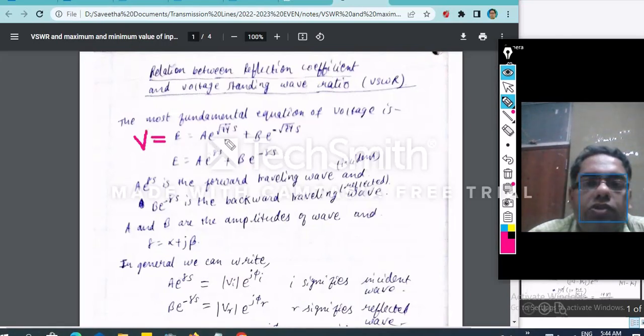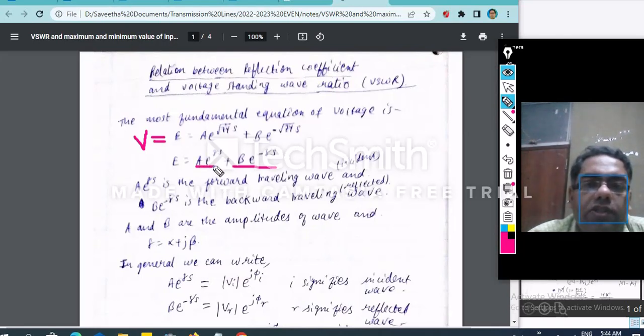So V equals A e to the power root ZY times S plus B e to the power minus root ZY times S. Like this we can write. Actually root ZY is gamma, so we can write gamma also. Now we know that this is the solution of voltage along a transmission line. This has two terms, first term and second term. The first term indicates the forward traveling wave, that is from source to load end, or we can say it is an incident wave, whereas the second term is a backward traveling wave, or we can say it is a reflected wave.